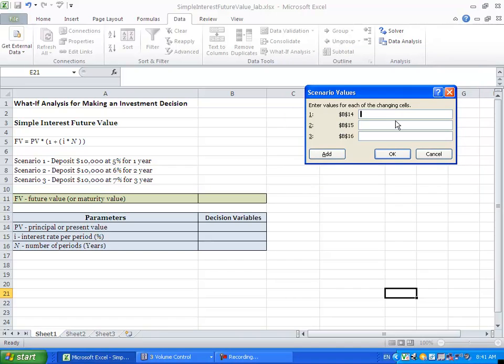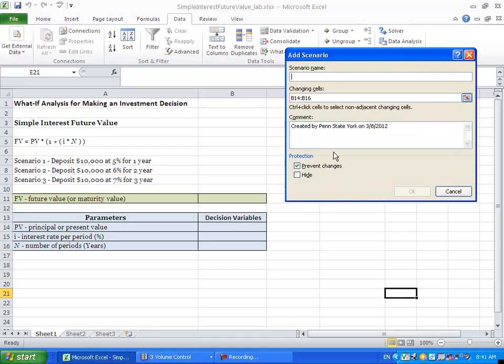And then Excel, as we build the model, says what values do you want to put in for each of those decision variables? Well, for B14, for scenario one, the deposit amount is $10,000. B15 is the interest rate, and the interest rate for scenario one is 5%, and we always enter it as a decimal format, never as a percentage. And then finally, what is the number of periods for scenario one? And it's 1 year. And we click add.